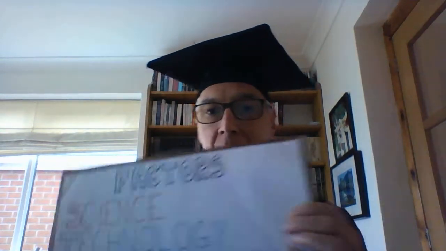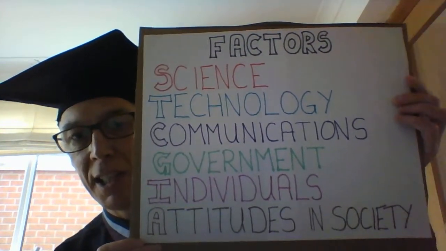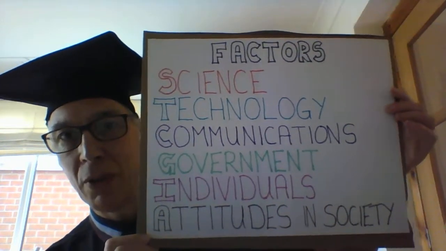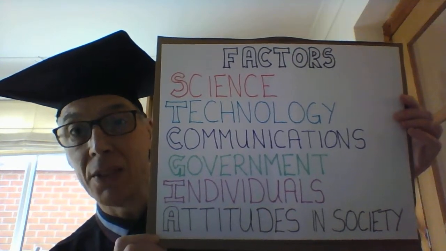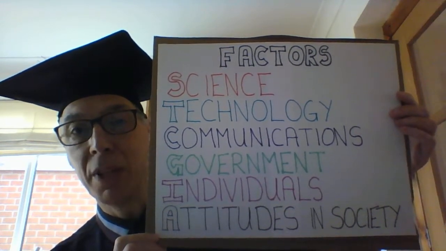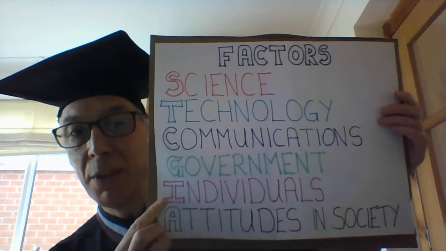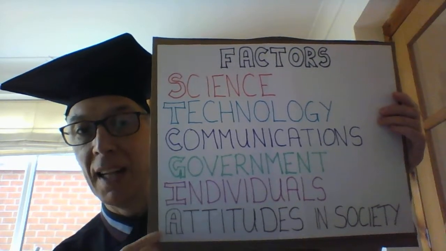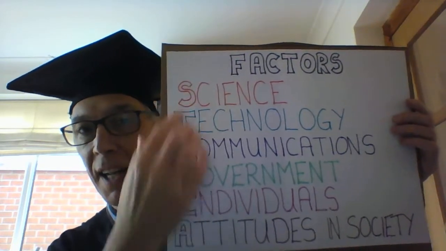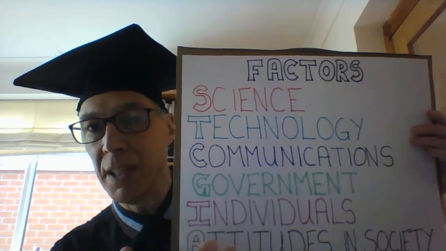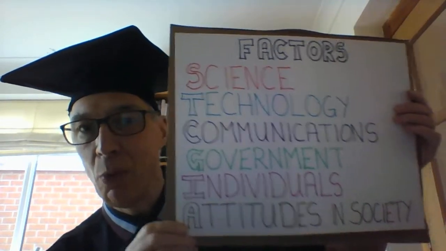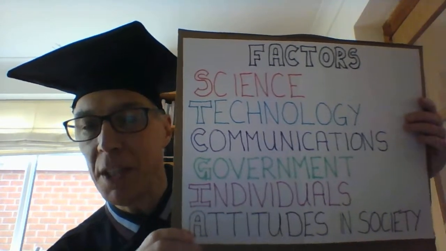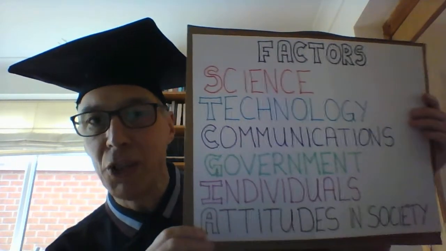Now, what sort of factors do we look for? Well, here they are, ladies and gentlemen. We've looked at them before throughout the course. Science, technology, communications, governments, individuals, different people, attitudes in society. They're the factors why things happened, so they will be what you will probably be writing about in question 4.